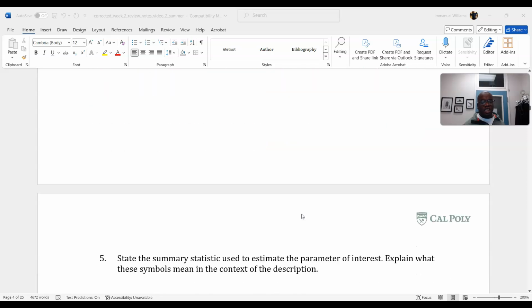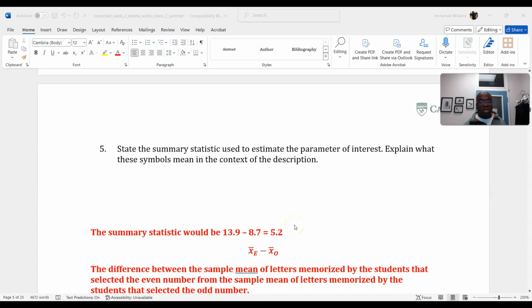This should say statistic, yeah, exactly. State the summary statistic used to estimate the parameter of interest. Remember, you won't ever truly know what the parameter of interest is, so you have to estimate it with sample statistics. Using logic, what should the statistic be? If you remember from Stat 251, the statistic for the mean is X bar. So it should be X bar 1 minus X bar 2, or X bar E minus X bar O. The summary statistic is the difference between the sample means, 13.9 and 8.7.